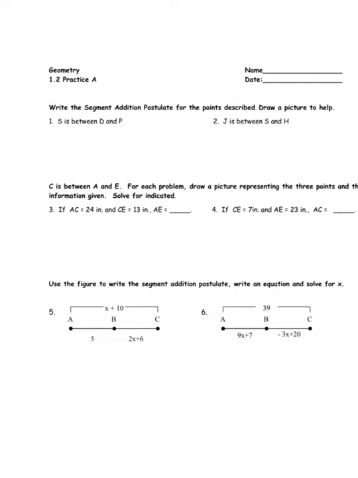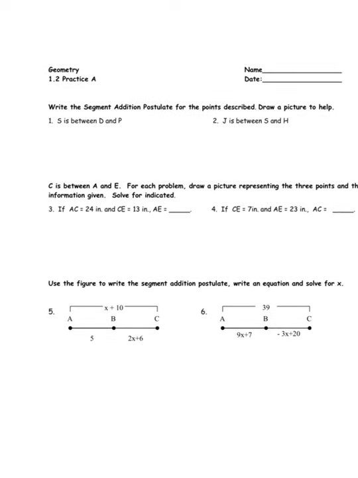So here a segment is just part of a line. So if I drew a picture like so, if I draw just a part of a line, D and P will be on the ends and S will be in the middle. The addition postulate will state that DS plus SP must then equal DP.